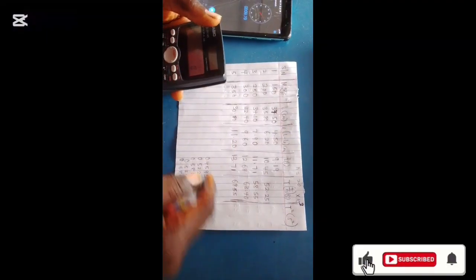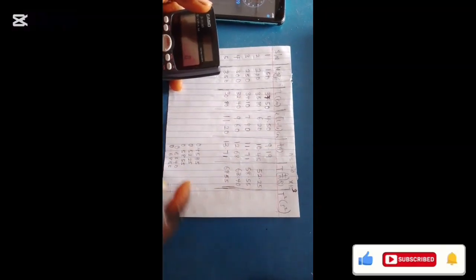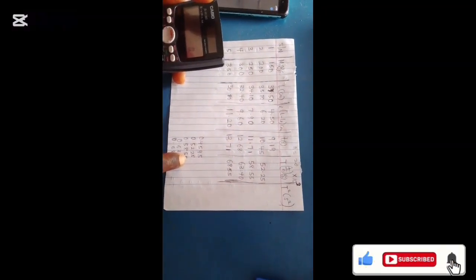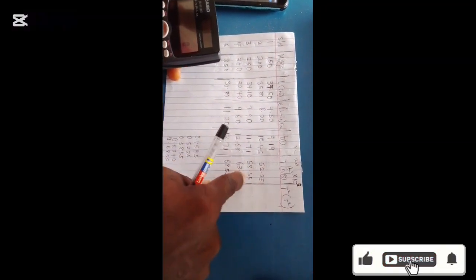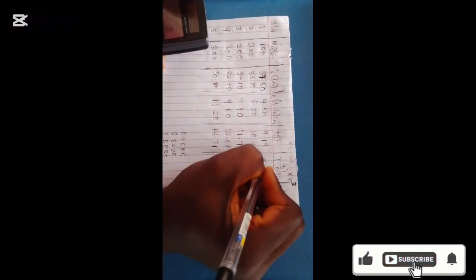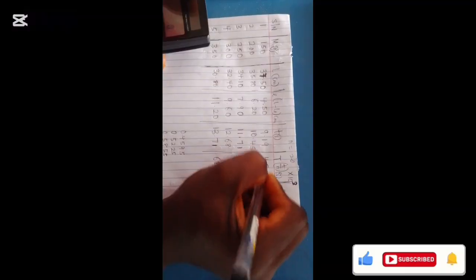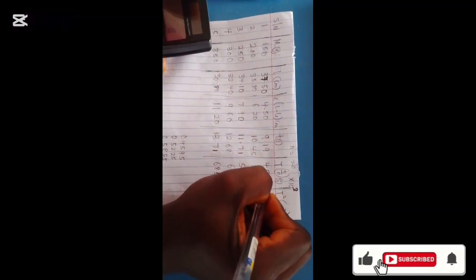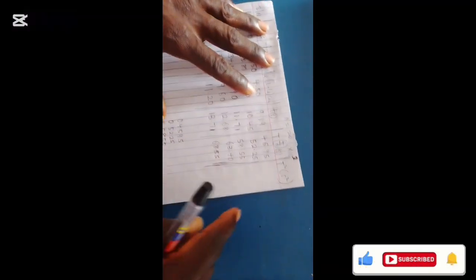Then this one will give us 58.55. After we have multiplied by 100, we got 58.55, and after we have multiplied this one by 100 also, we get 52.25. So let's multiply this one also by 100, we are going to get 45.95. So this is times 10 to the power 2.